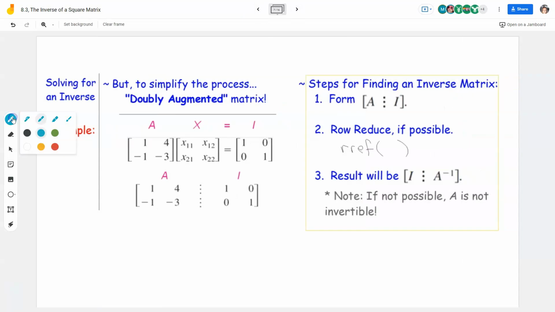Here's another way of doing it. New vocab word, but not really. I'm not augmenting just with one column, I'm augmenting with a whole other matrix. Doubly augmenting is taking coefficients, but not setting them equal to just a column, but putting them together, augmenting with a whole other matrix, what I want it to become. And what do you guys see on the other side about what I can do to find the inverse?